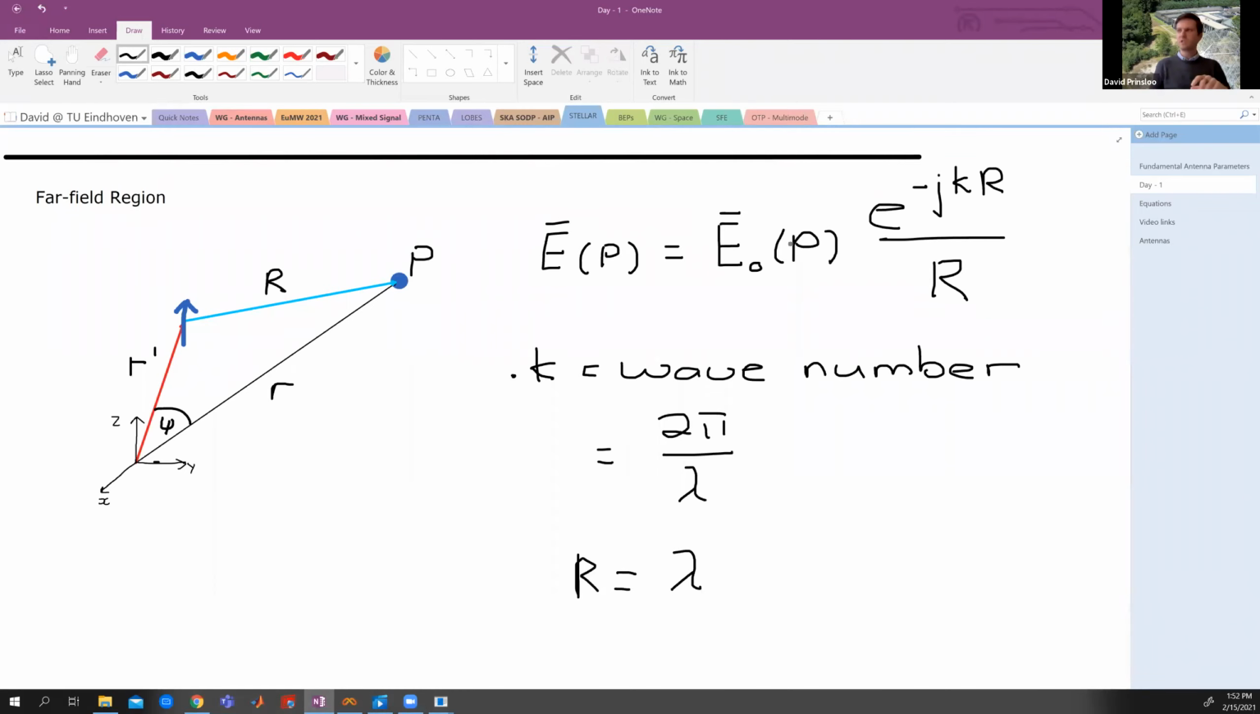Now, if this point P is in the far field, as we've just said, we now know that the polarization of the field is only defined in terms of the theta and phi components, orthogonal to the direction of propagation. The additional assumptions that we can make are the following.